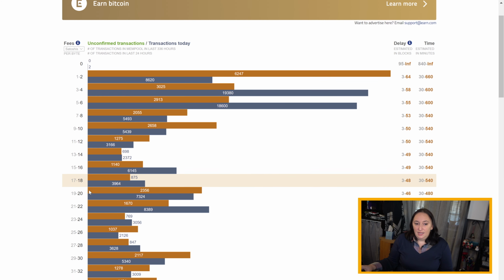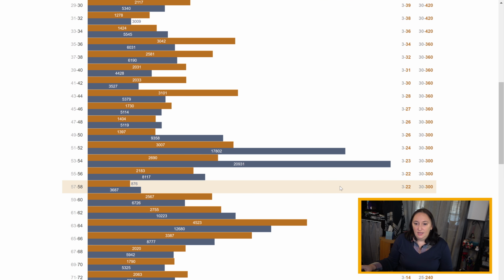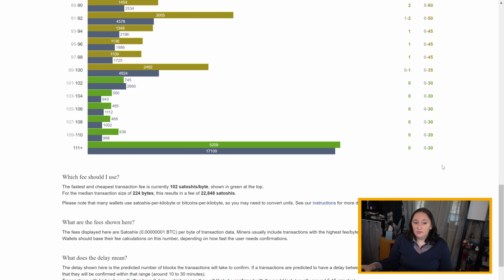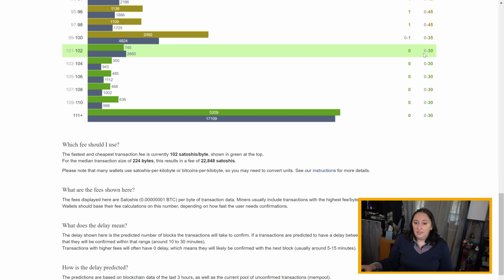If we scroll down and follow along on the left, we can see that the price is increasing. And on the right, we can see that the number of blocks and the amount of time is decreasing. So if we scroll all the way down, we can see that a 0 to 30 minute transaction confirmation would take about 101 satoshis, which at current prices and conditions would equal about $289.